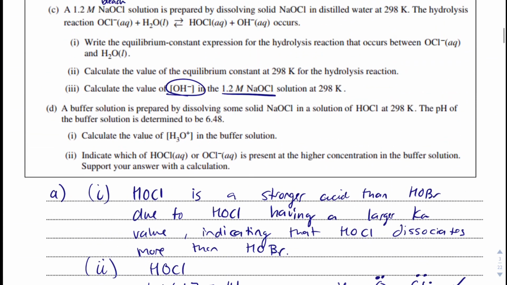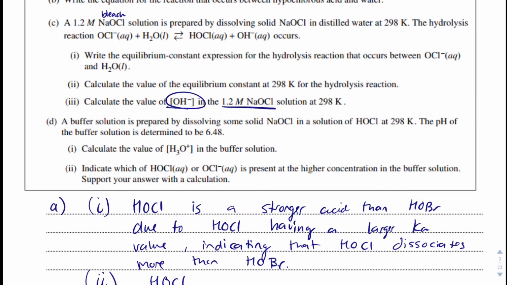Okay, part D says a buffer solution is prepared by dissolving some solid sodium hypochlorite in a solution of HOCl, so common ion. That's what a buffer solution is. I can't spell, goodness. The pH of the buffer solution was 6.48, so calculate the hydronium concentration.